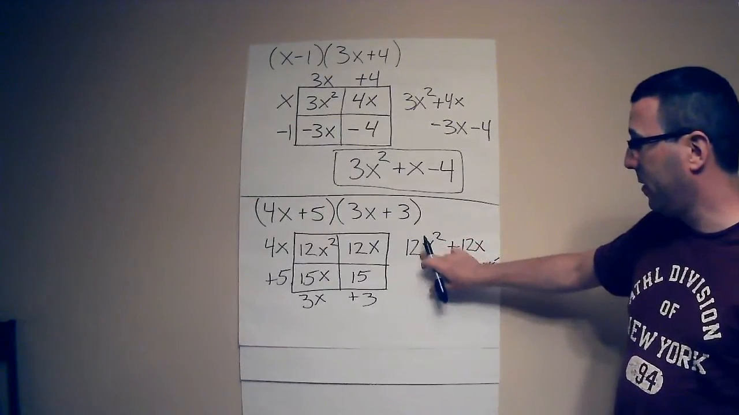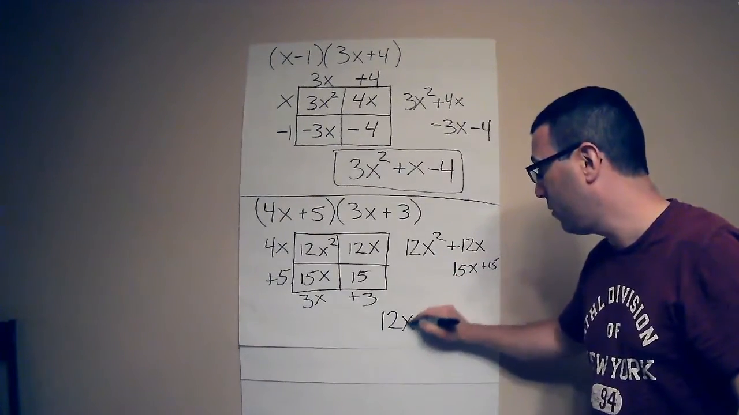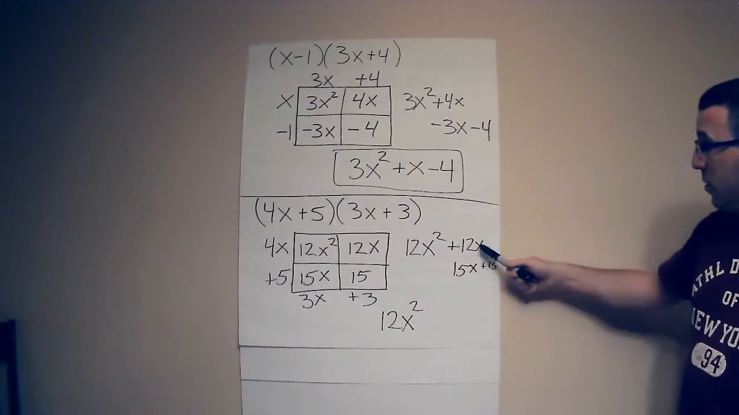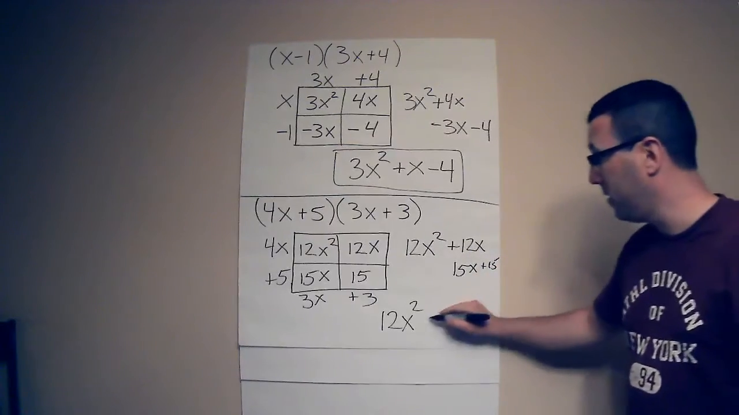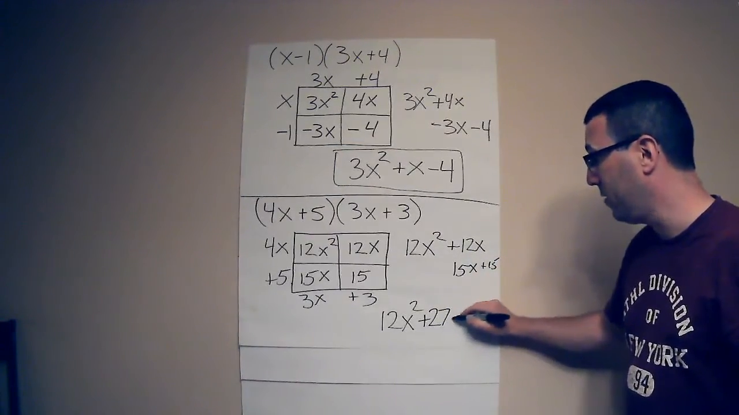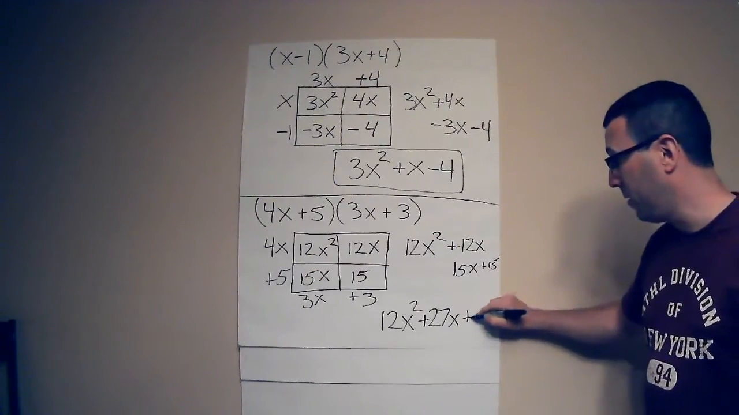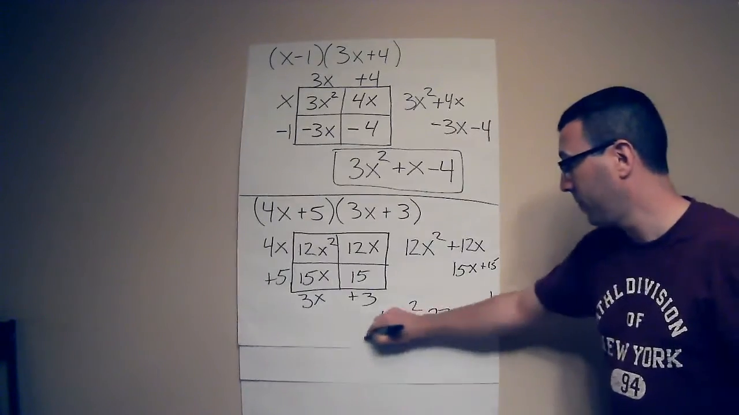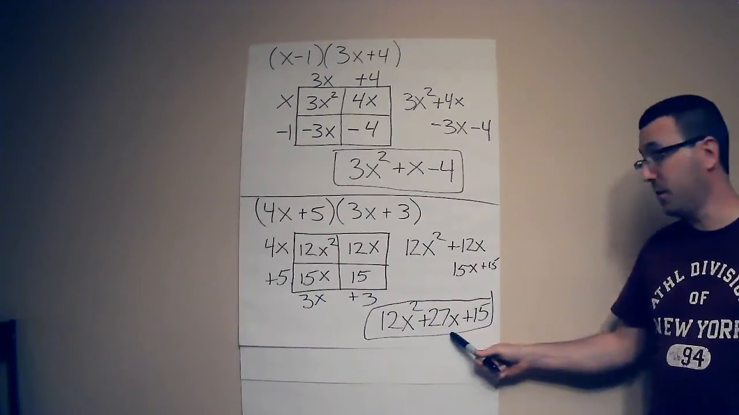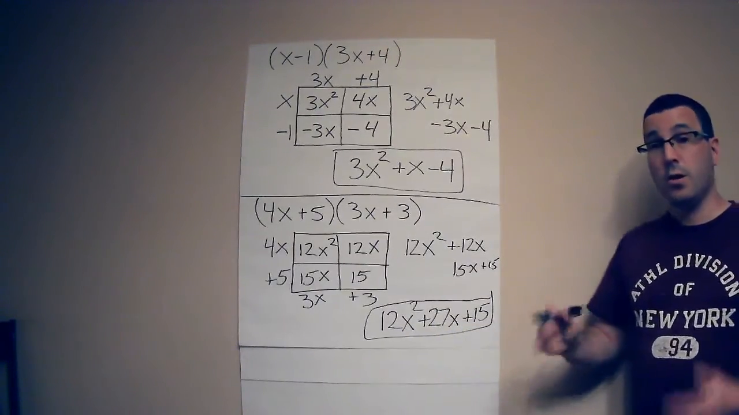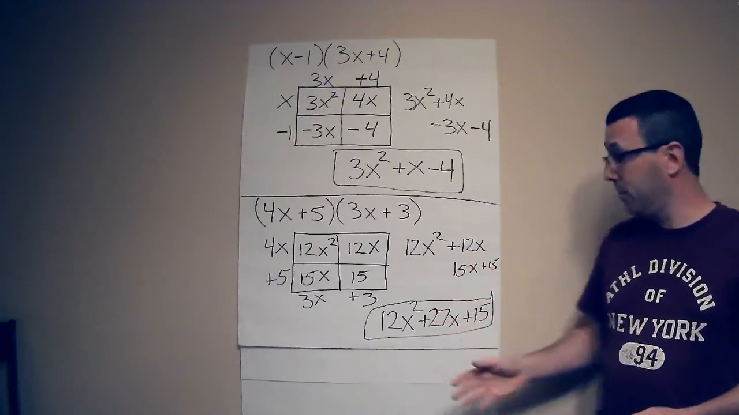I add up. Nothing underneath the 12x squared. So I got 12x squared. 12x plus 15x. I've got 12 plus 15 gives me 27. Bring the x down. 15 is the only constant. So plus 15. So I get 12x squared plus 27x plus 15. So that's how we use the box method to multiply two binomials.